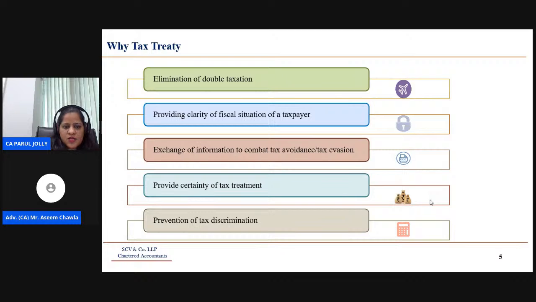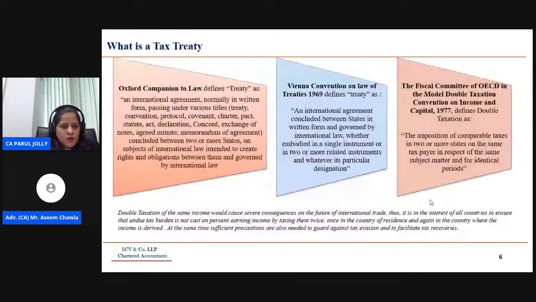Tax treaties provide certainty of tax treatment. We'll discuss in detail about this also, and it prevents tax discrimination. So first, it provides a mechanism of taxation which is common for everyone who is a resident of any of the two jurisdictions between which there is a treaty. And it also contains clauses of non-discrimination, like the non-discrimination clause and the MFN clause.